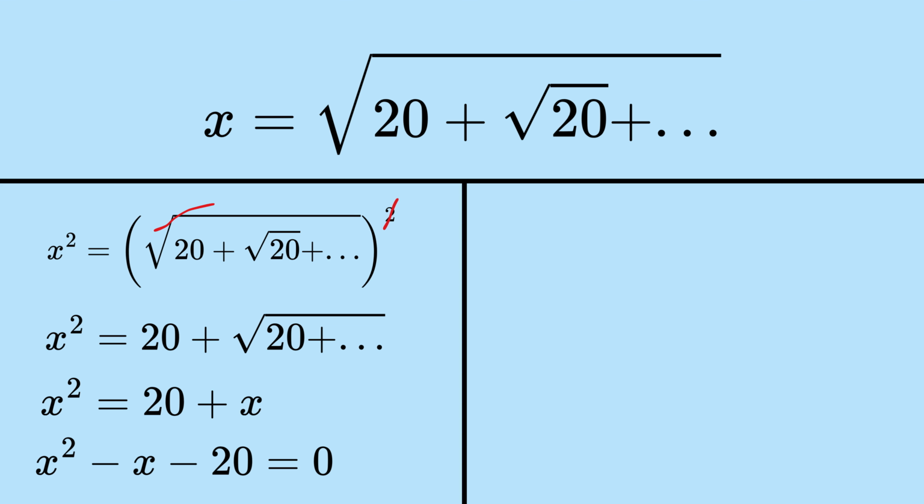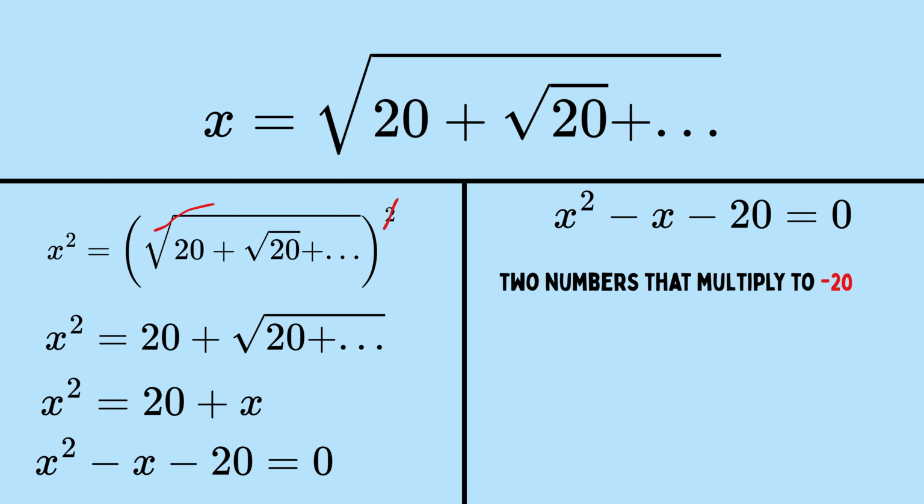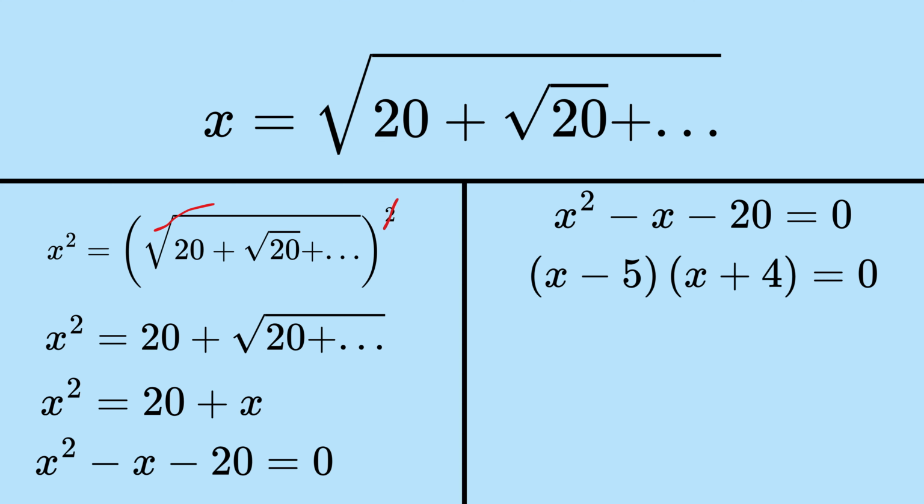Now, let's factor it. We are looking for two numbers that multiply to negative 20 and add up to negative 1. These numbers are negative 5 and positive 4. So we get x minus 5 times x plus 4 equals 0. This gives us two possible solutions. Either x minus 5 is 0, which means x is 5, or x plus 4 is 0, which means x is negative 4. Mathematically, we found two answers.